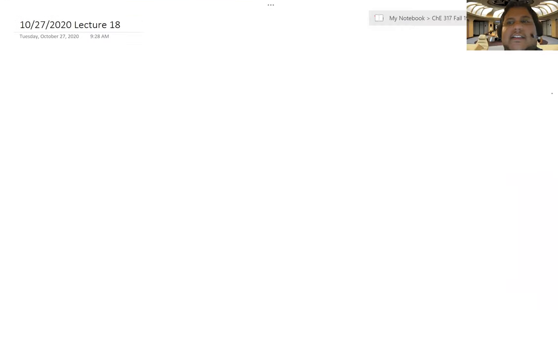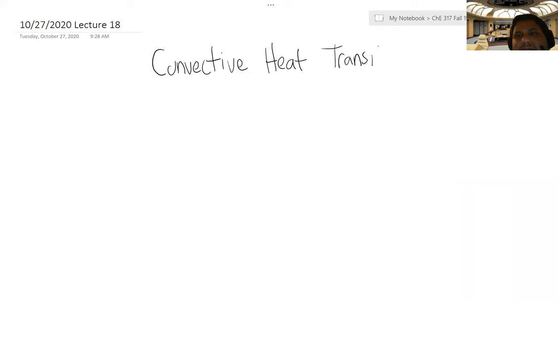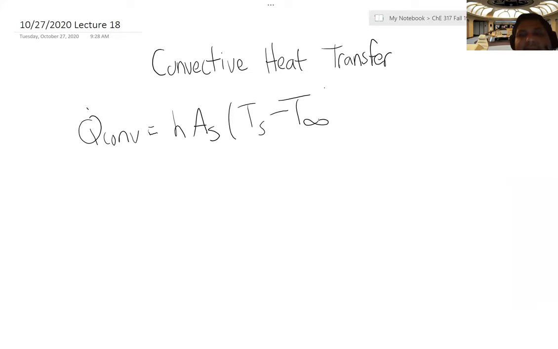So just as a wrap up from convective heat transfer, convection follows Newton's law of cooling, where Q is equal to our h, or heat transfer coefficient, times our surface area, times the temperature gradient of our system, which we describe as T_s minus T_infinity.